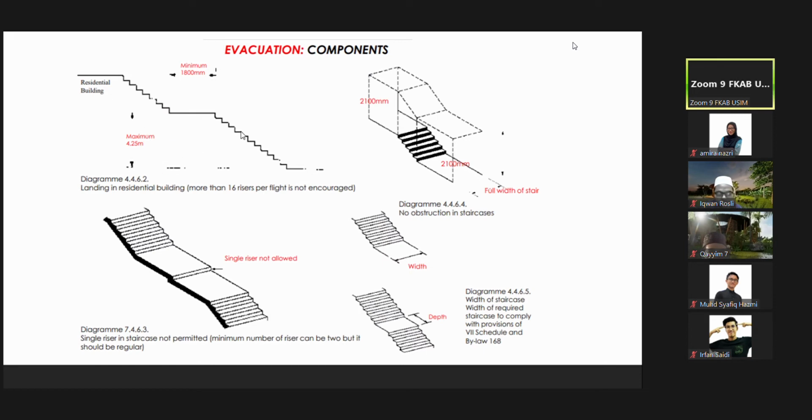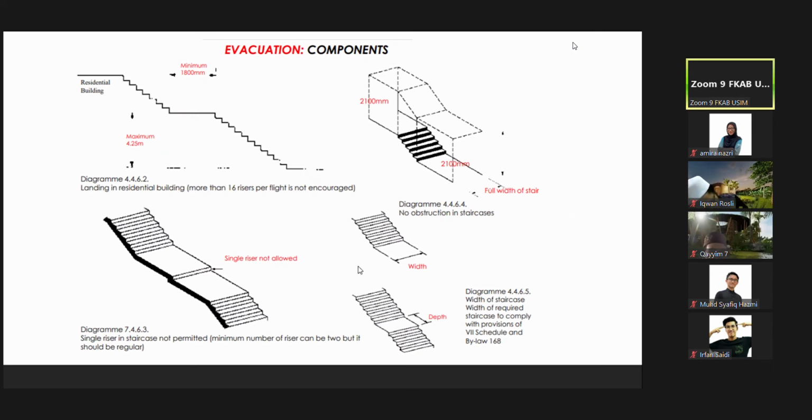Okay, faham tak yang ni? Maknanya anak tangga tu sampai 15 je. Then you kena stop. You kena provide ada interval. You cannot straightly draw the fire staircase from step 1 up to step 22. Cannot. Okay, remember this. I will ask that.